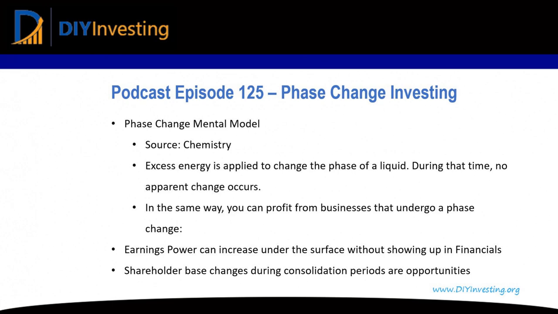Now, what's interesting is once you hit 0 degrees Celsius, once you hit 32 degrees Fahrenheit, the temperature stops, but you're still going to be applying energy into the system. So once the ice reaches 0C, you have to continue to put in more energy, but no temperature change is going to happen.